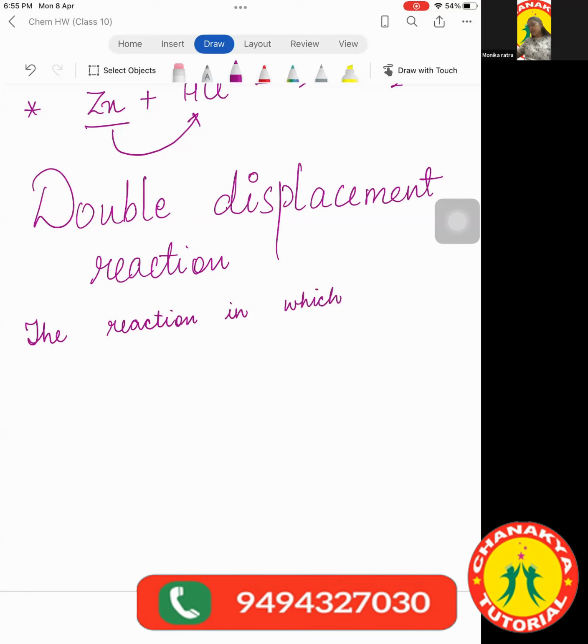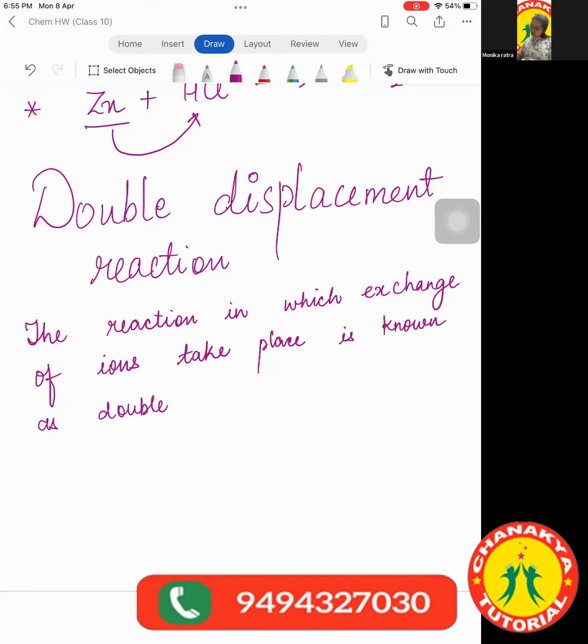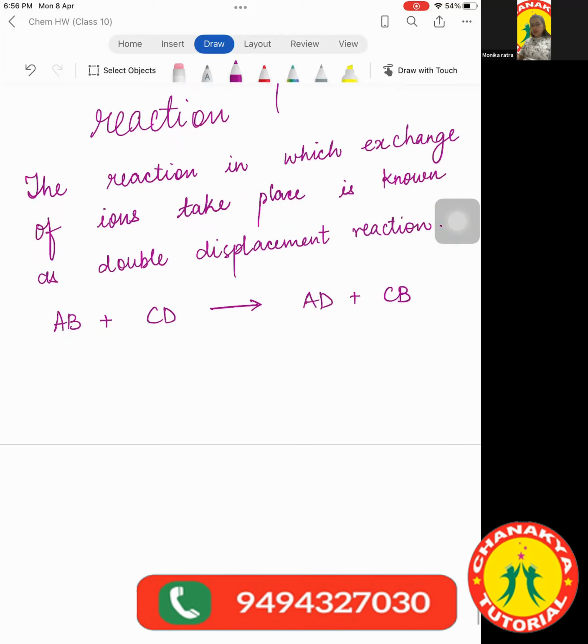exchange of ions takes place. So basically, in this reaction, both the salts are taken. In displacement, one was metal and one was salt. I'll write the general reaction first of all. It is AB plus CD. This gives us AD plus CB. So in this, what is happening? The exchange of ions is taking place.